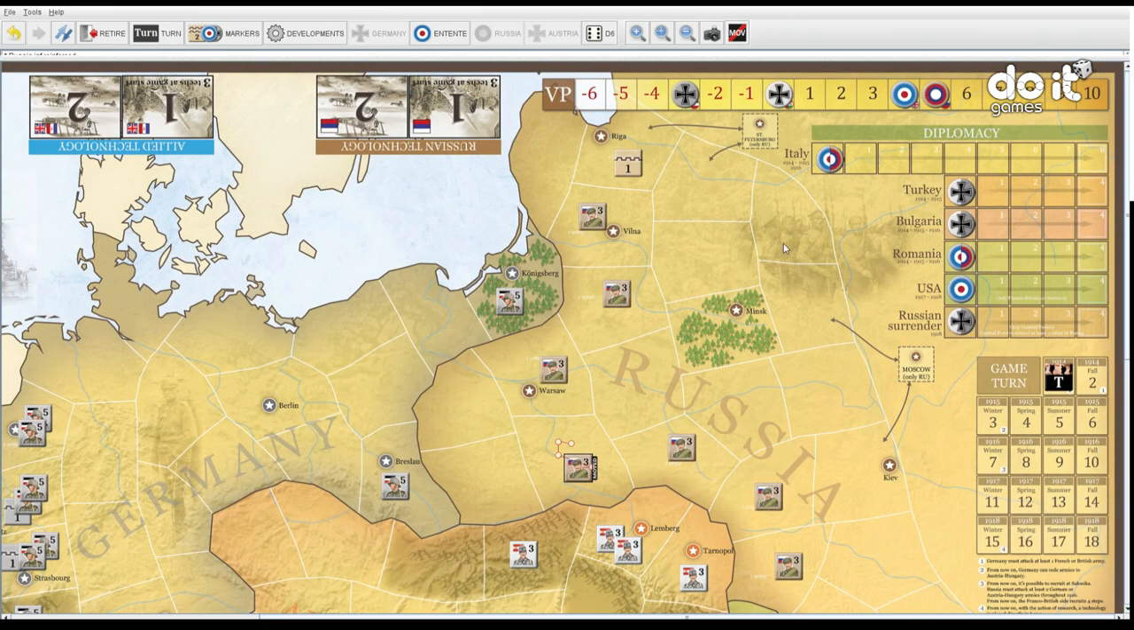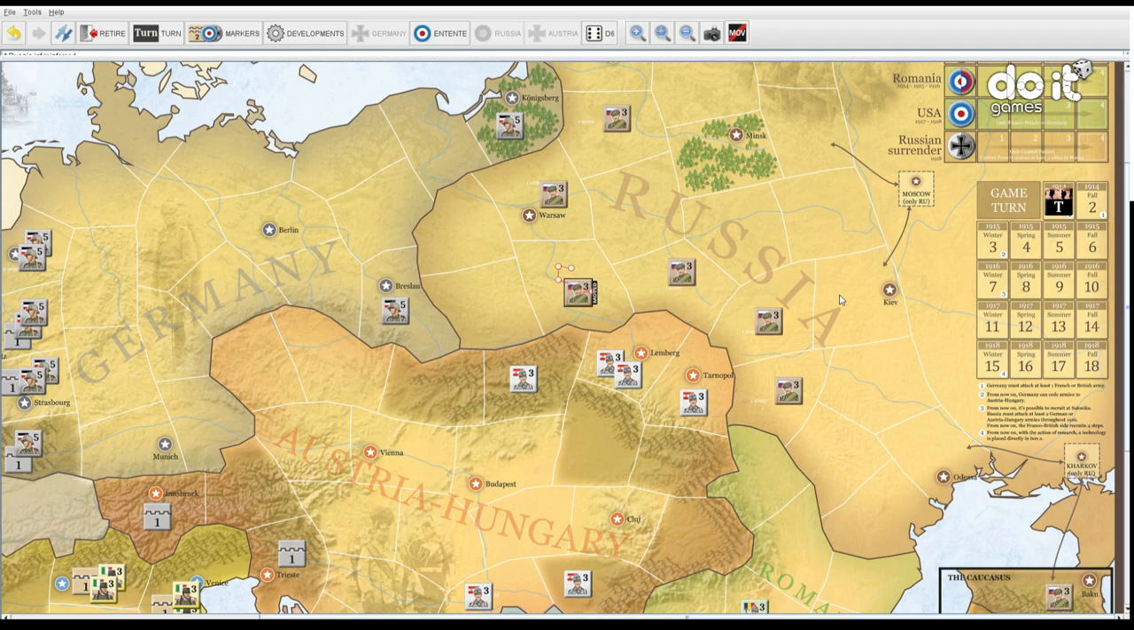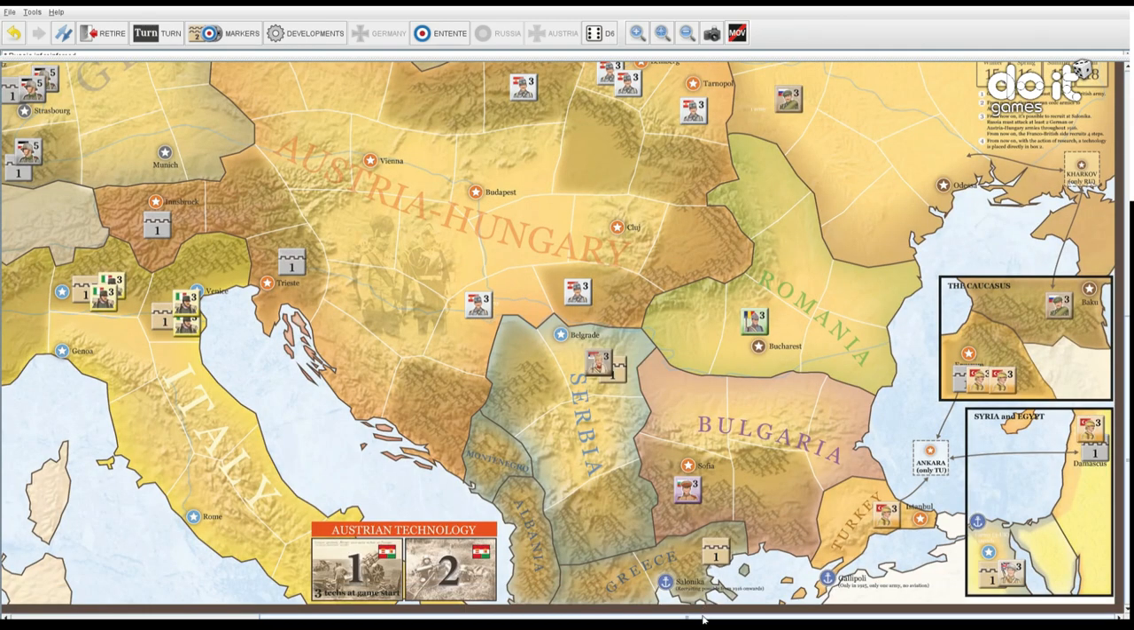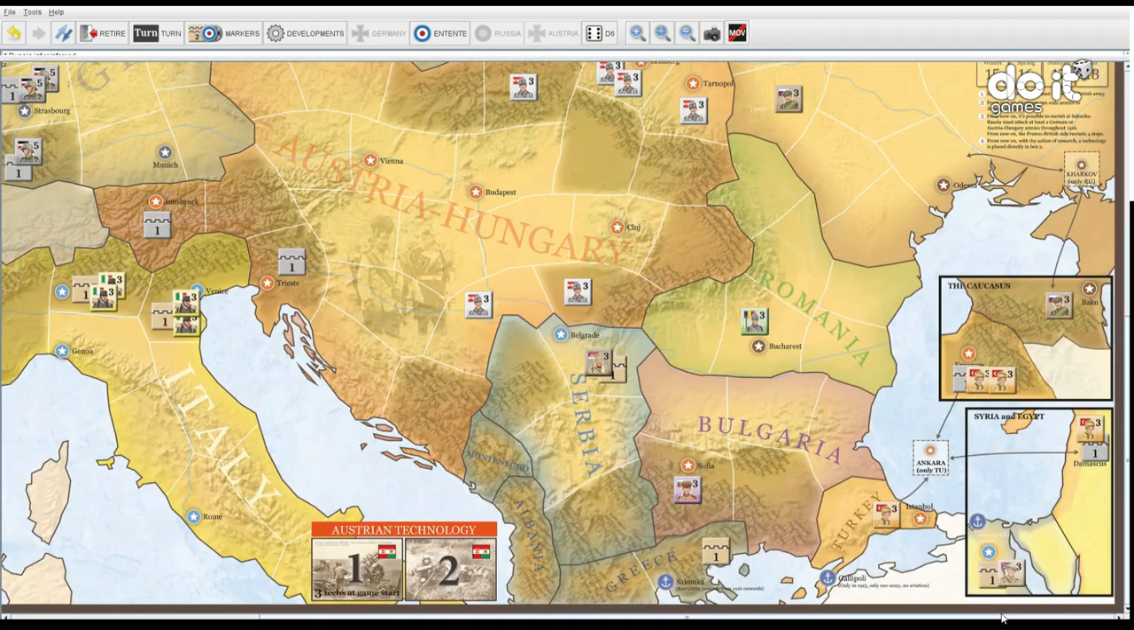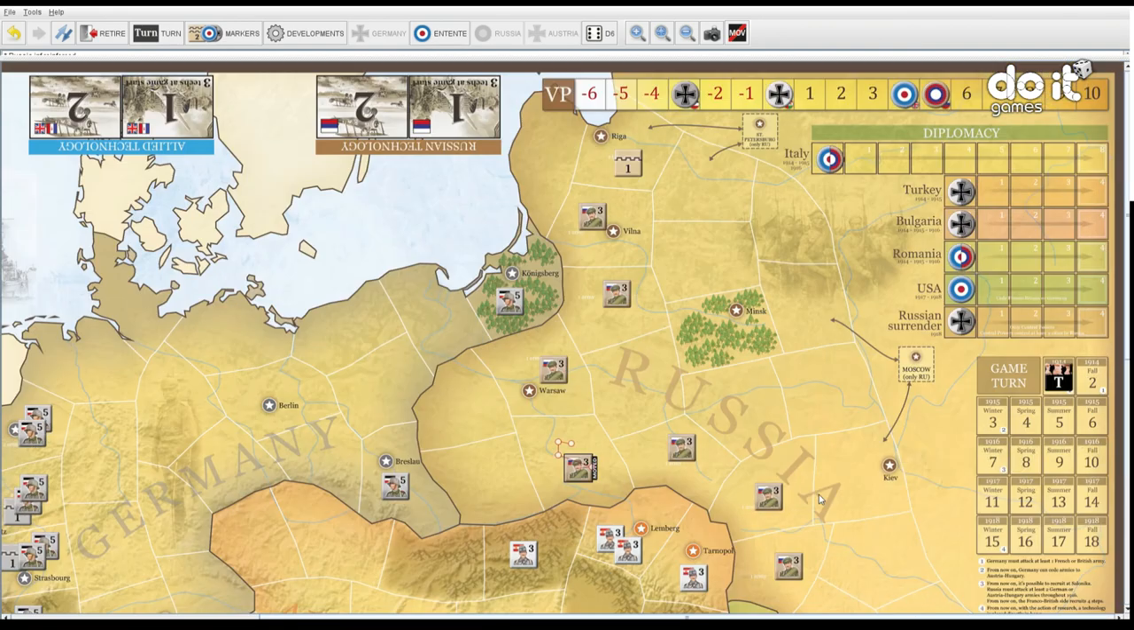Okay, more things we have on the map. It's the diplomacy track. This is because we start the game with several countries that are neutral, like Italy, Bulgaria, Romania, Turkey, etc. And the way for those countries to join the war is to increase those markers. I will speak to you later when we speak about diplomacy.